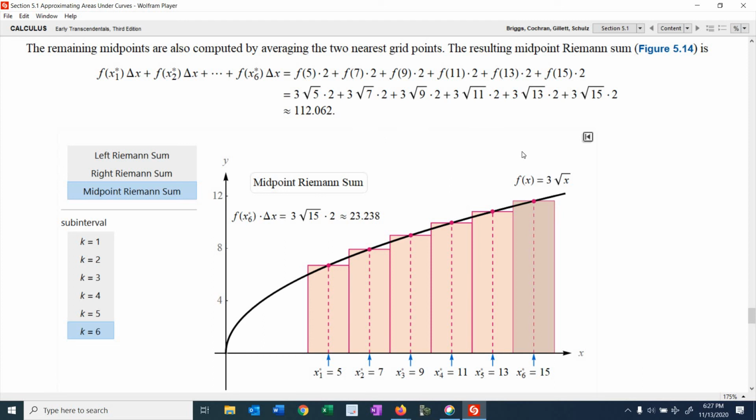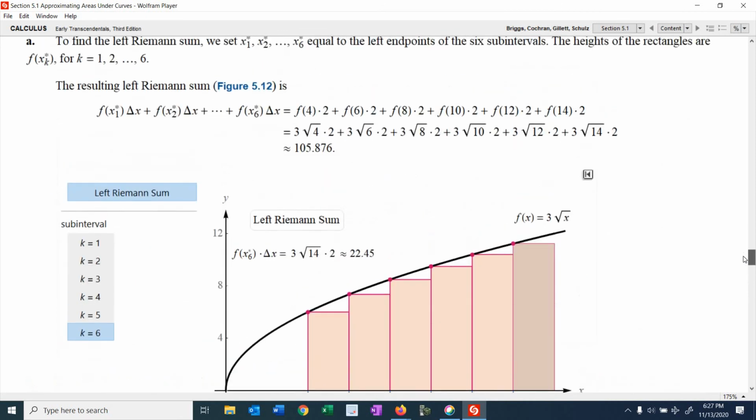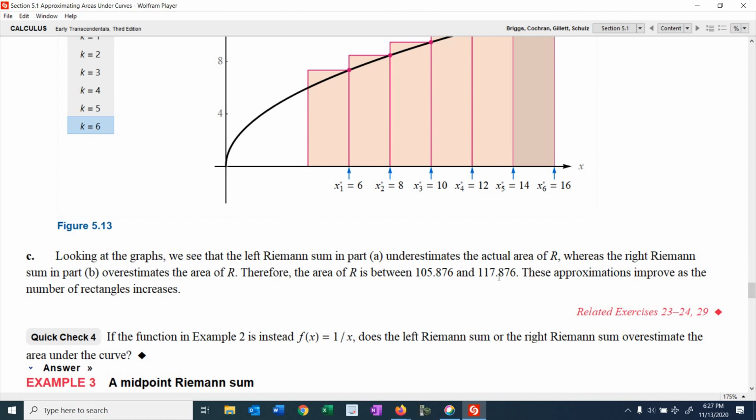Okay, so in this case, the midpoint Riemann sum happens to land in between the left and the right Riemann sum, right, which was this and this number. That's not always the case. Again, it depends on what your function looks like. This happens to be an increasing function, and so since it's an increasing function, the left Riemann sum will be the smallest. The next one will be the midpoint Riemann sum, and then the right Riemann sum will be the largest. But that's only because it's an increasing function.